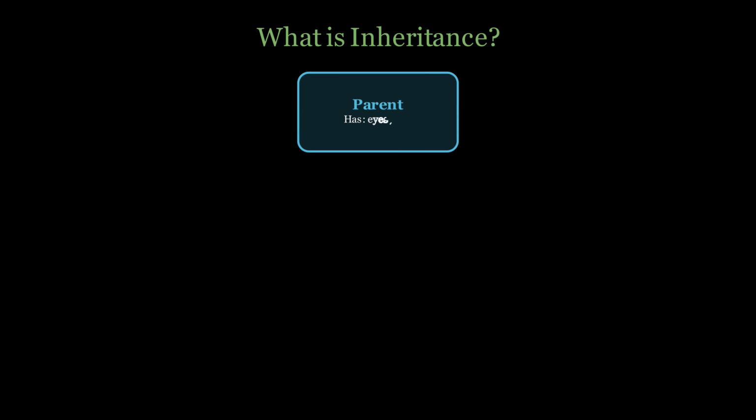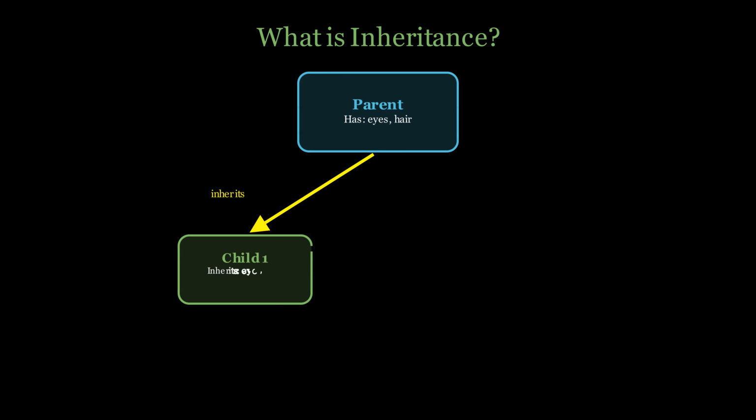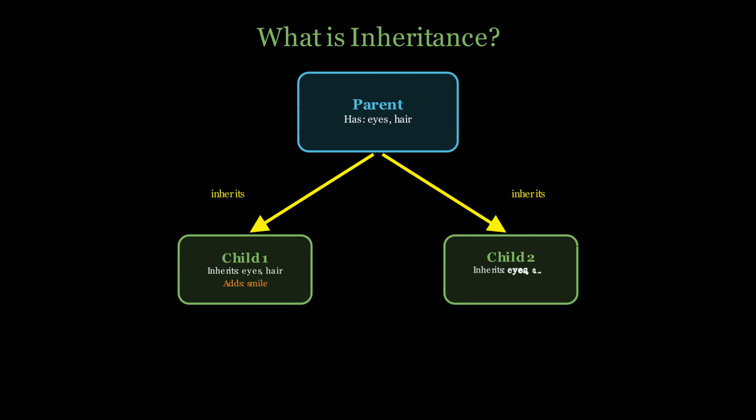Think of a family tree. The parent has certain traits like eyes and hair. The children inherit these traits automatically. But each child can also add their own unique characteristics. Child 1 adds a smile. Child 2 adds glasses. In programming, inheritance works the same way. The child class gets everything from the parent and can add or modify as needed.